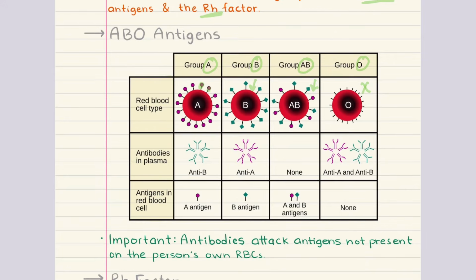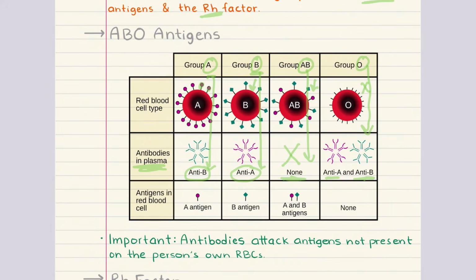But in addition to the antigens on your red blood cells, your immune system also produces antibodies against the antigens you don't have. So someone with type A blood is going to have anti-B antibodies. Someone with type B blood is going to have anti-A antibodies. Type AB blood has no antibodies. And type O blood has both anti-A and anti-B antibodies.